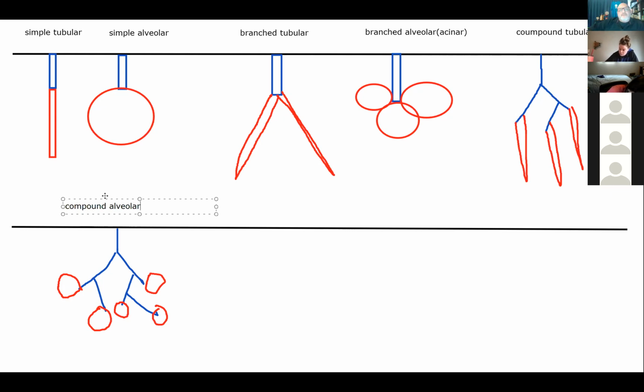That gives us our eight, right? Unicellular, simple tubular, simple alveolar, branched tubular, branched alveolar, compound tubular, compound alveolar. Eight. No. Wait. That doesn't work. What are we missing? Compound tubular. There you go.